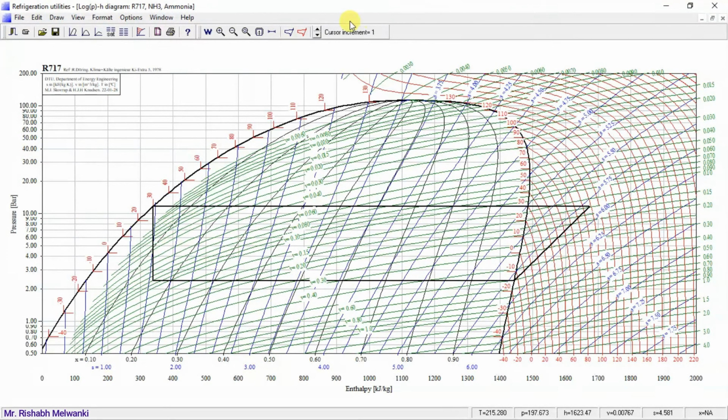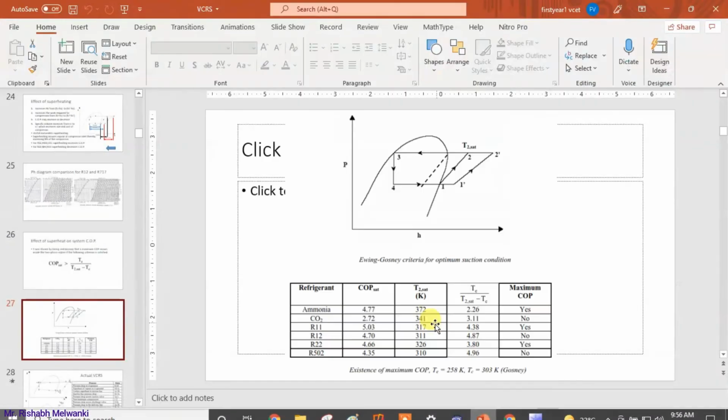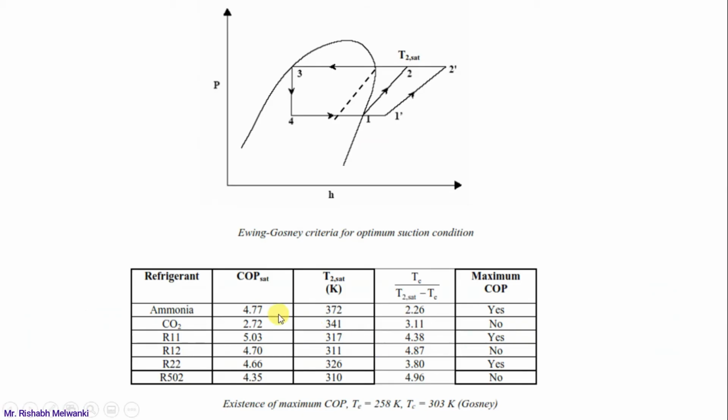Now I'll go to this red color part, which is show info. So you observe over here what is the COP value which I am getting. This is COP sat. This COP sat is 4.78 for ammonia. The same thing is given in the presentation. You confirm it. Can you see this 4.78 we got from the software? Here that value is 4.77. Did you understand?